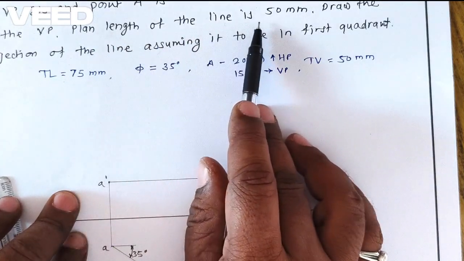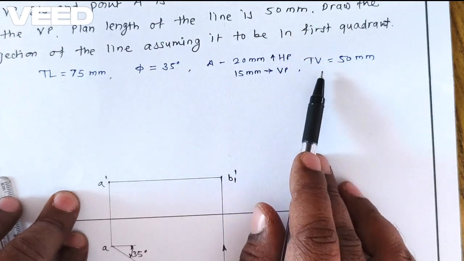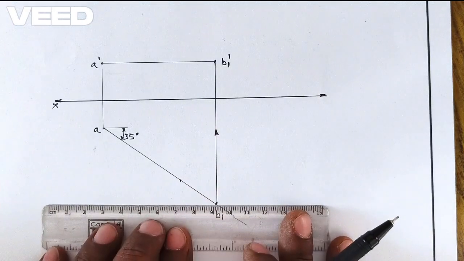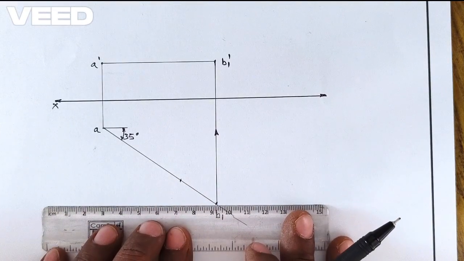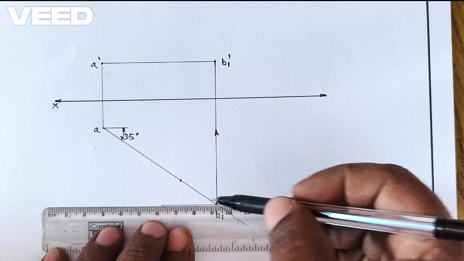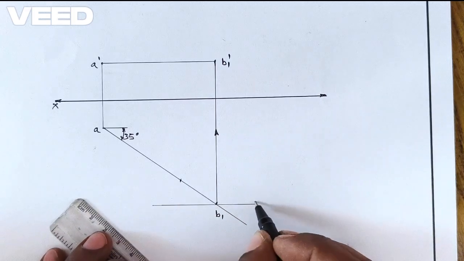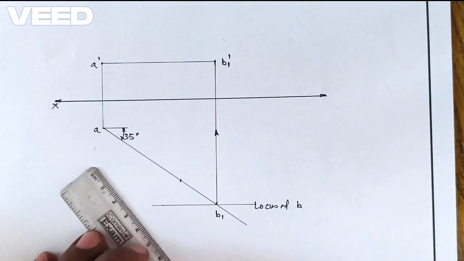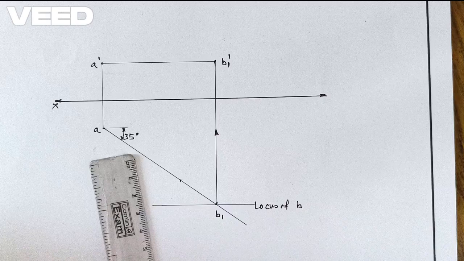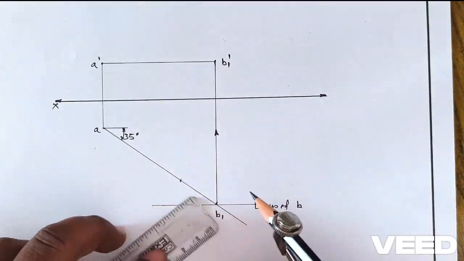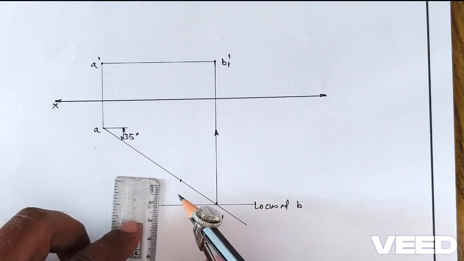The plan length of the line is 50 mm. Plan length means top view length. So the top view length is 50 mm. Here I will draw one locus line of B, because this is the top view. This is the locus of B here, and on this we plot the 50 mm length, because the plan length is given as 50 mm. So we will plot 50 mm length on this.